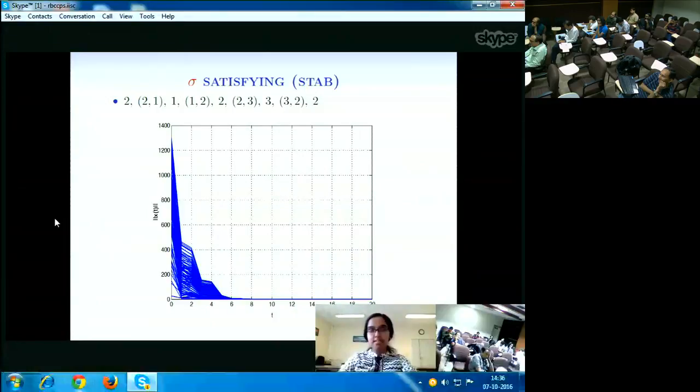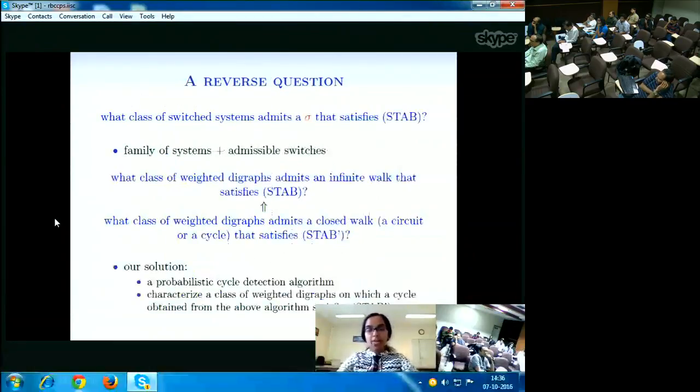So that was about the first set of results where we characterized a class of stabilizing switching signals and also constructed them algorithmically. Now let us move to the second question. Okay, so it's in fact a reverse question. It says, what class of switched systems admits a switching signal that satisfies our stability condition? Now, when we are asking for a class of switched systems, we are asking for what class of family of systems and admissible switches are good enough to admit a switching signal that satisfies our stability condition.